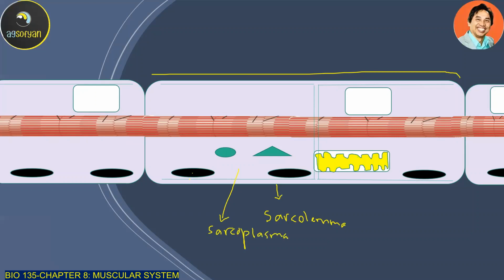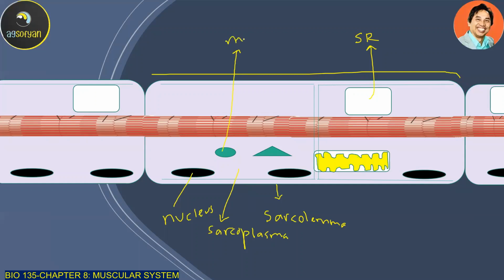Okay, so it has many nuclei. This is one nucleus. So this is skeletal muscle. It has many nuclei per cell. It has a special structure that is used for storage of calcium. It's called the SR, okay, sarcoplasmic reticulum. Okay. And then it has a special protein that carries oxygen.